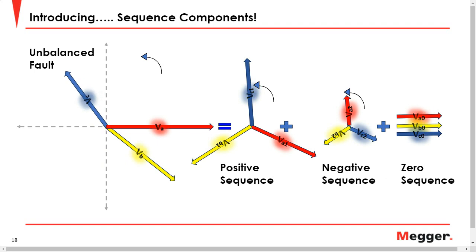And as we see here, we have our positive sequence component, and we see all of our systems rotate in counterclockwise rotation. And we see our VA passes through the x-axis, then VB, then VC. This is for positive sequence.